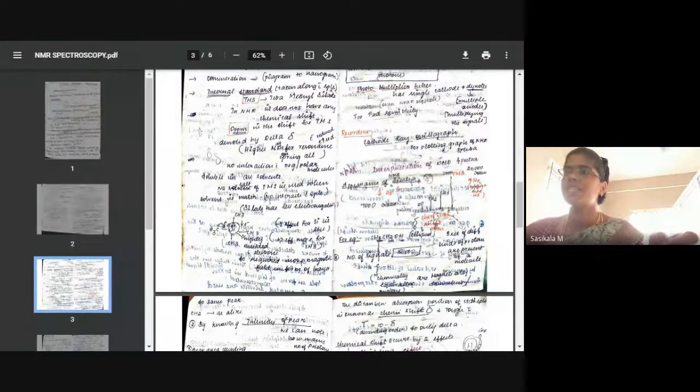So chemical shift depends on the external field given and the radio frequency, that is, at what position the proton resonates. That is called chemical shift.